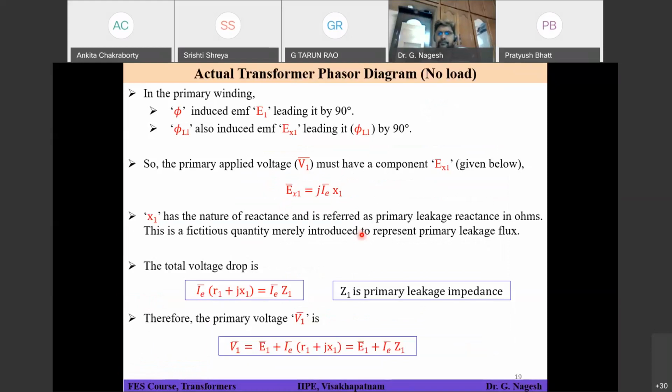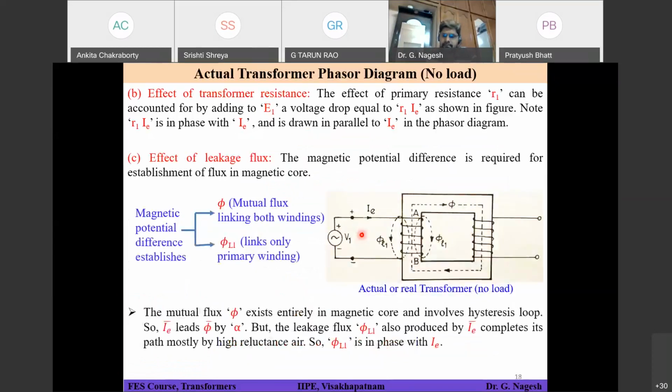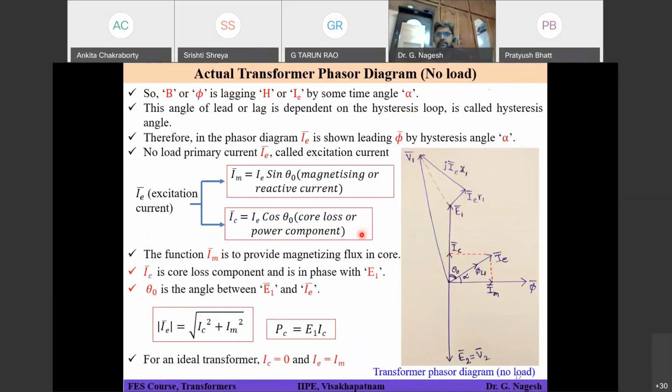Okay, so coming back to our discussion. Yesterday, in the last class, we discussed an actual transformer. Under no load condition, we have seen what losses are present in a transformer, that means the core losses, and how the phasor diagram gets modified accordingly.